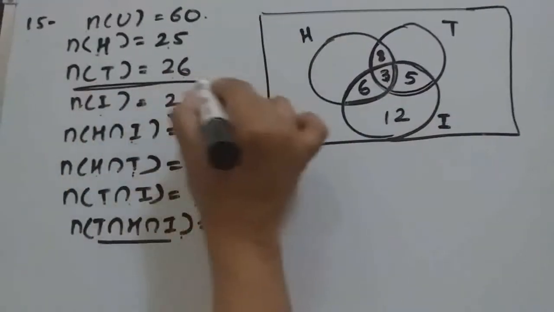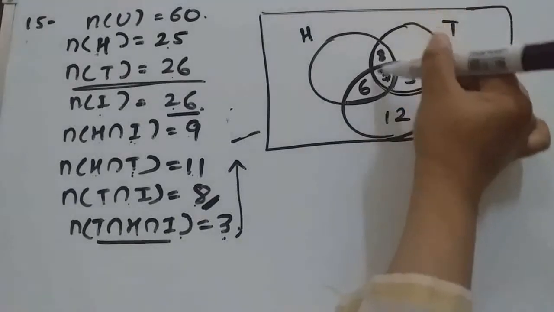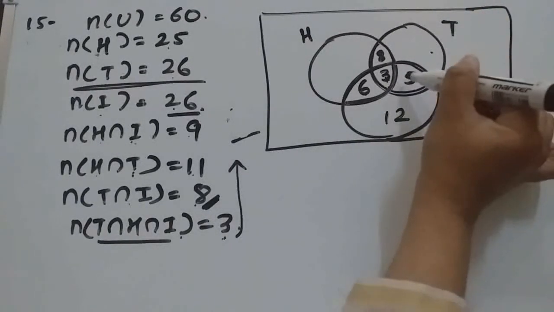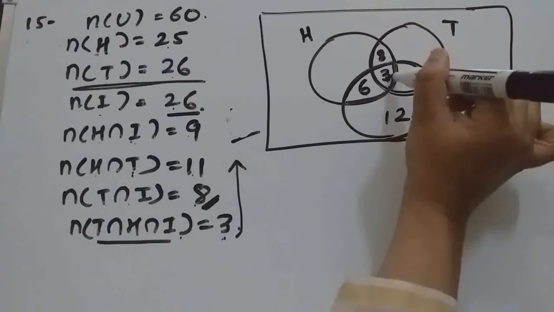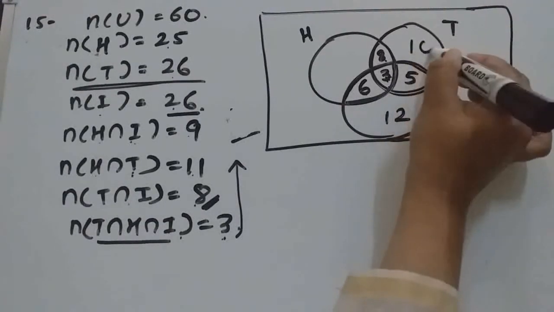Similarly, N of T is 26. This region is also a complete circle, which is 26. So we already have 5 plus 3 is 8, 8 plus 8 is 16. So 26 minus 16 will be 10.